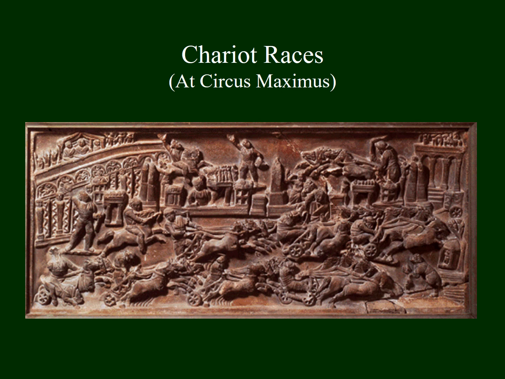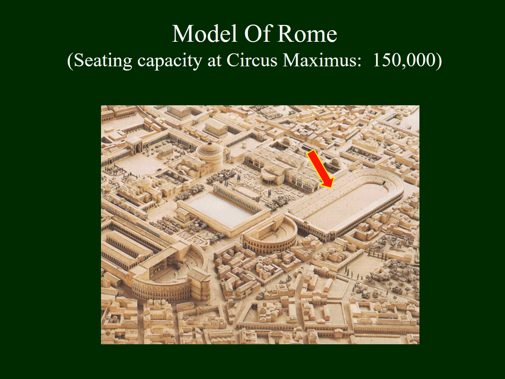Probably the most popular form of entertainment that people undertook on their holidays was to attend chariot races, and they did so at Circus Maximus. Here we see a model of the city of Rome. Circus Maximus was a huge stadium. It had a seating capacity of 150,000. This is still even about 40,000 more than the Big House in Ann Arbor, where the Michigan Wolverines play.